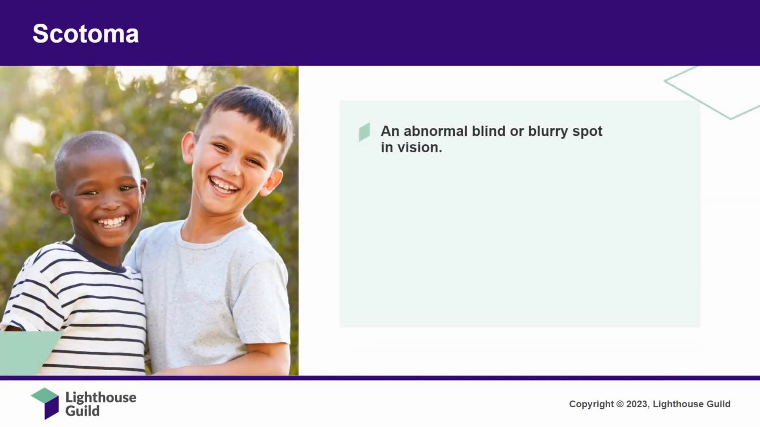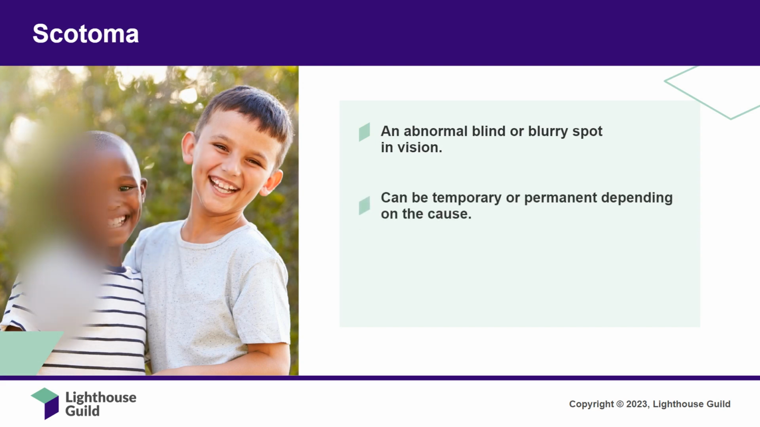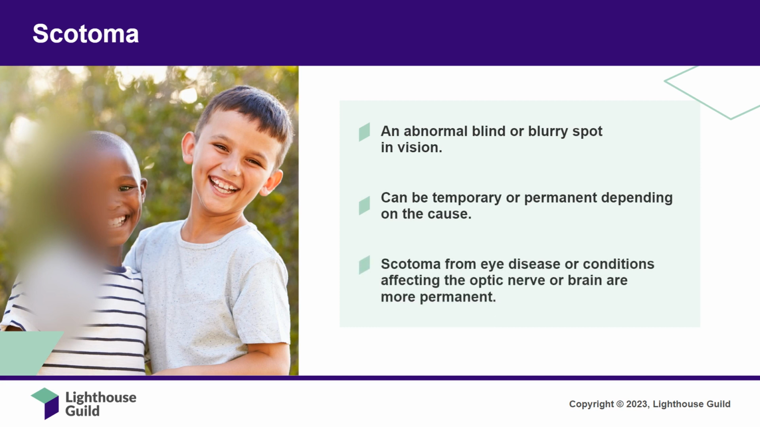Scotoma is the term for an abnormal blind or blurry spot in your vision. The loss can be in the center of the visual field or to the side. Scotomas can be temporary or permanent depending on the cause. Those caused by migraines, for example, are usually temporary. But scotoma resulting from eye diseases or conditions that affect the optic nerve or brain, or that damage certain parts of the eye, are more long-term or permanent.